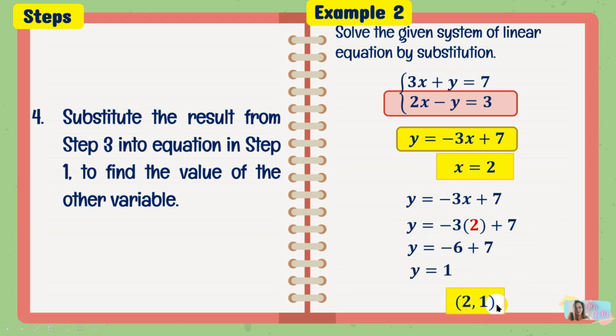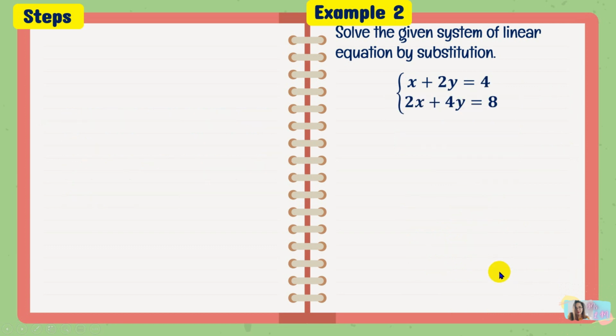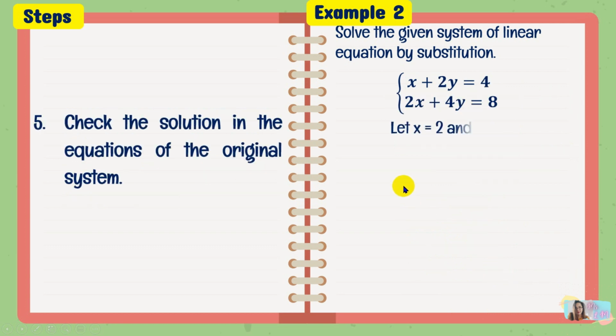And this will be our ordered pair that is the solution to the given system of linear equations. Positive 2 and positive 1. And para masigurado na yan nga yung ating hinahanap, positive 2 and positive 1, substitute natin siya sa ating original system of linear equation. Ang x plus 2y is equals to 4, magiging 2 plus 2 times 1. So, yung 1 natin is yung y. Is it equal to 4?